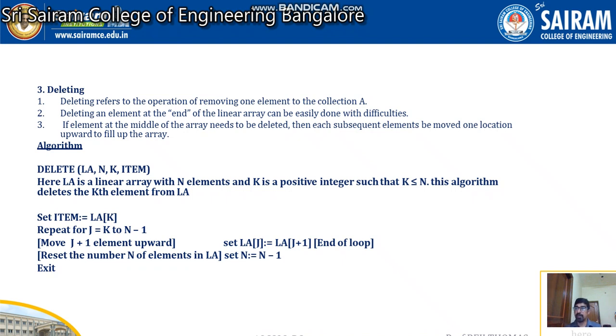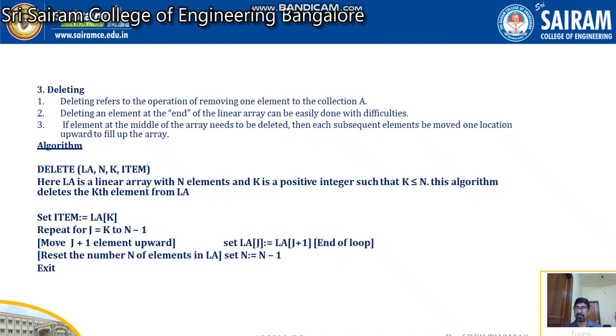So what we do is move the j plus 1 element upward. How this is done: LA[j] is equal to LA[j plus 1]. Initially j is your k, the place where I'm going to delete the element. What was in the j plus 1 position will be moved to LA[j]. If j is 5, the element in position 6 will be moved to position 5.